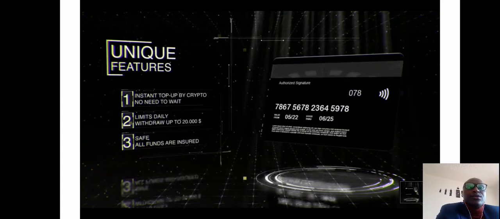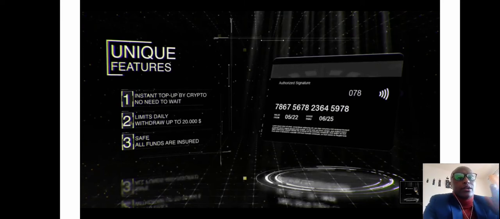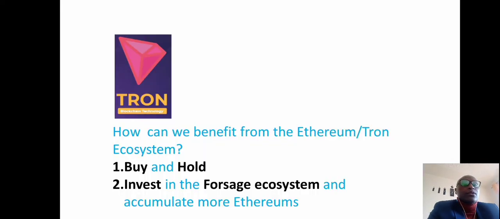$20,000 is around 2 million Kenya shillings in a day. On a normal ATM card, you can only withdraw 40,000, I think. But with this Visa card, you can withdraw up to 2 million Kenya shillings. So it enables instant conversion from cryptocurrency to fiat currency, okay? And you also have to understand that with this Visa card, your funds are secured. They are not prone to online attacks or frauds.